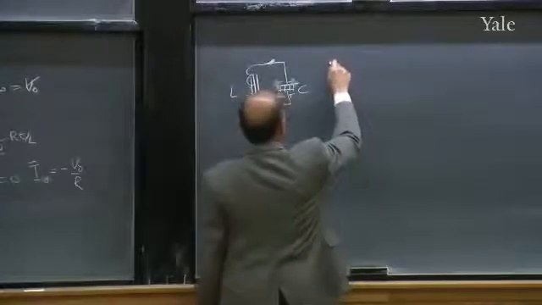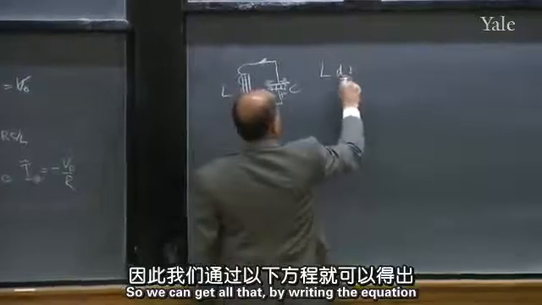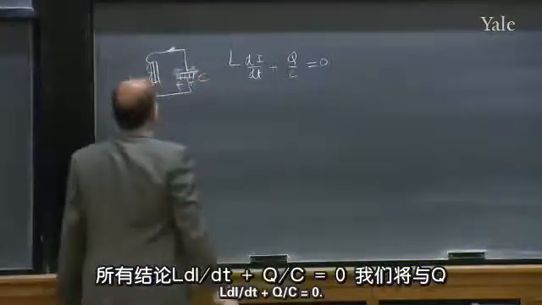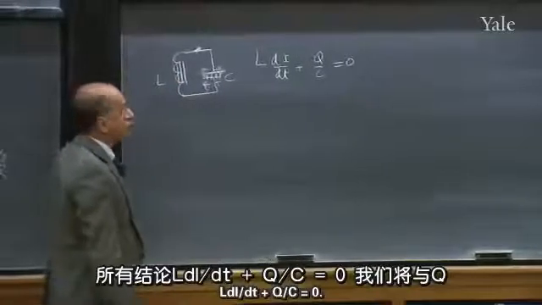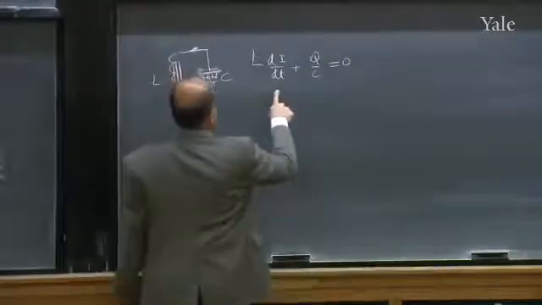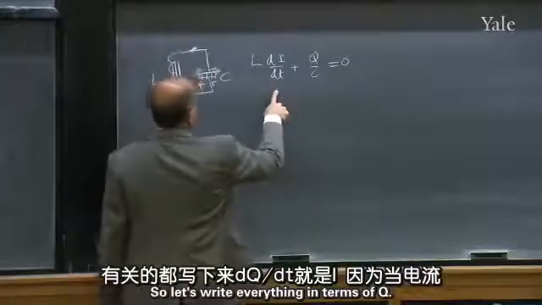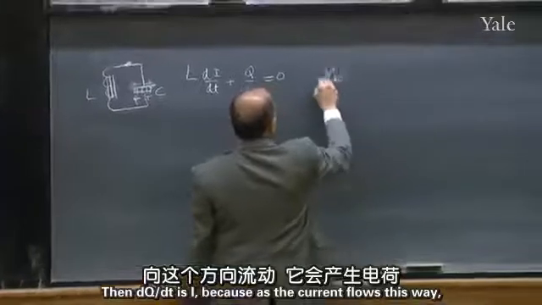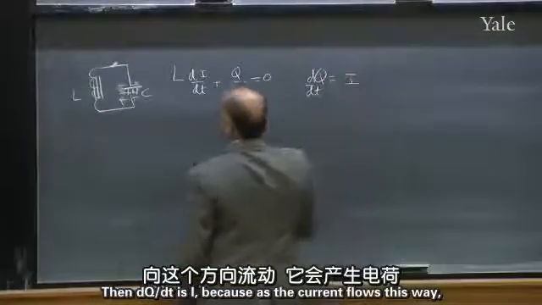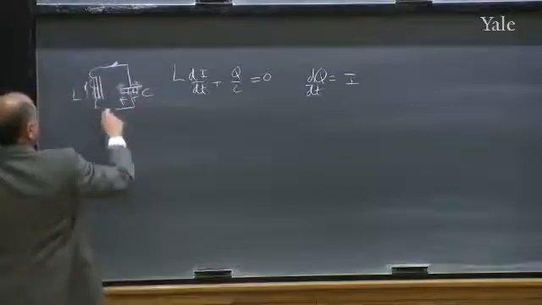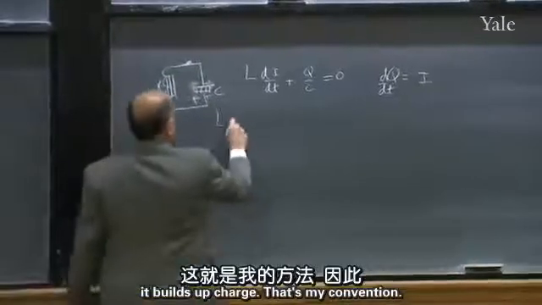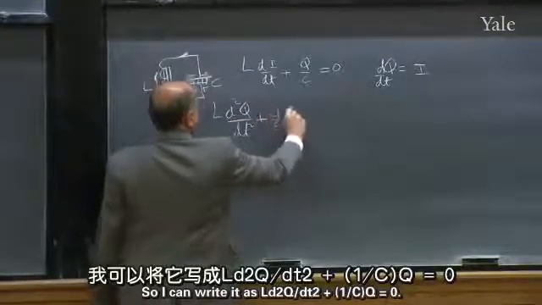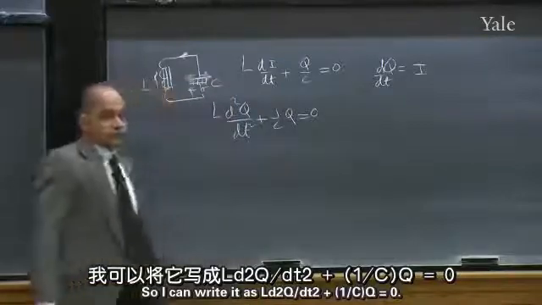So we can get all that by writing the equation L di/dt plus Q over C equal to 0. So let's write everything in terms of Q. Then dq/dt is I, because as the current flows this way, it builds up charge. That's my convention. So I can write it as L d²q/dt² plus (1/C)q equal to 0.